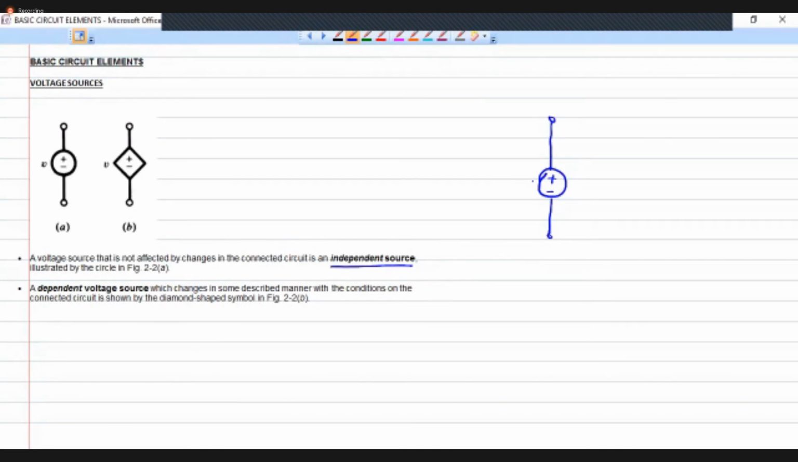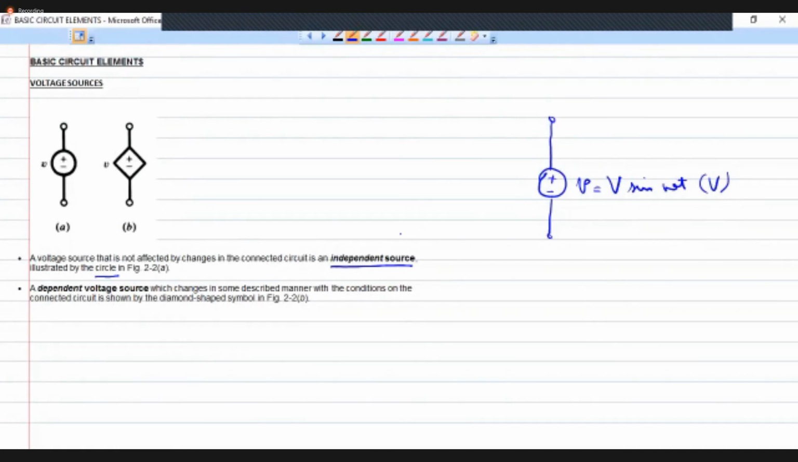It is illustrated by a circle. Okay, so when we draw a circle and then you mark the polarity plus minus like this, and we write the value of the voltage here, v. For example, we can write, say, v is equal to V sine omega t volt. So this V is the unit. Okay, then this is indicating that it is an independent source.